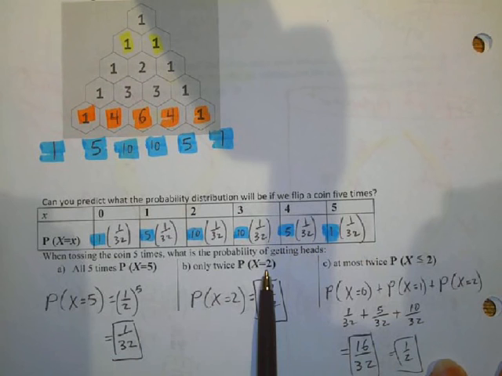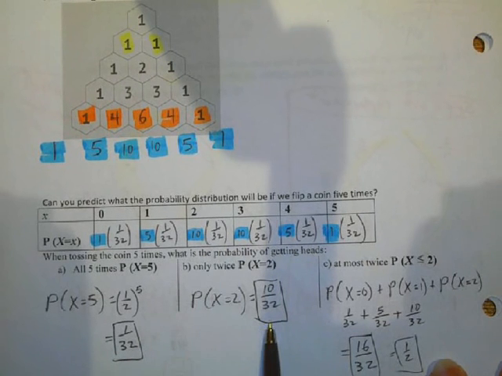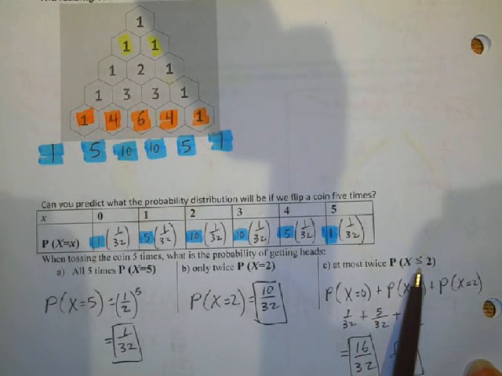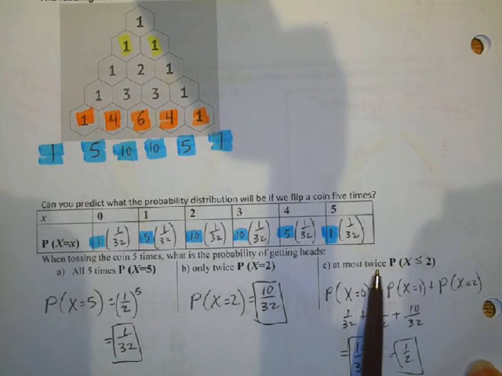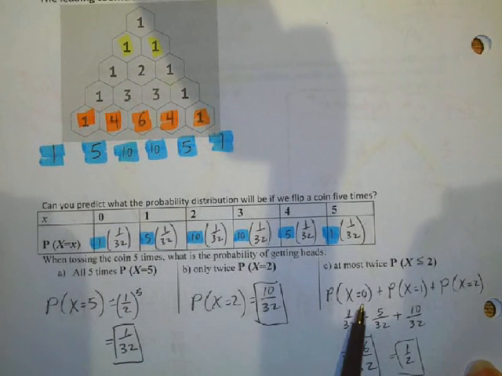And then what is the probability of getting heads at most twice? So the probability of getting heads no times, probability of getting heads once, probability of getting heads twice. And then so we get those 3 probabilities and add them together.